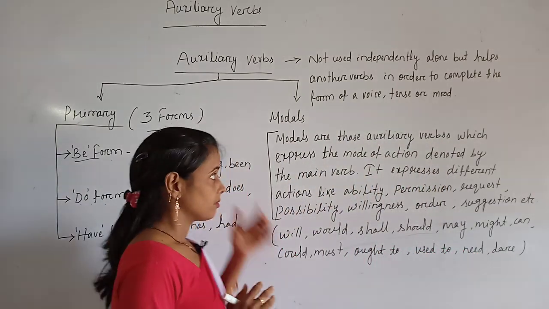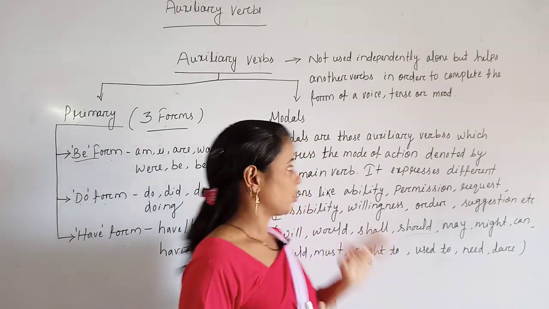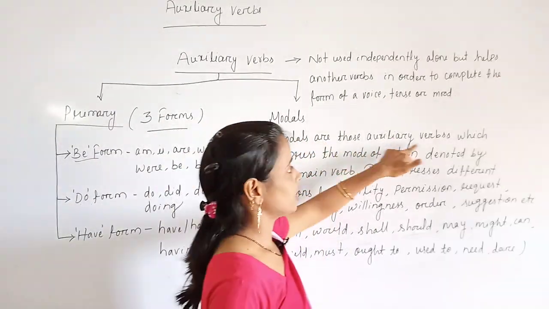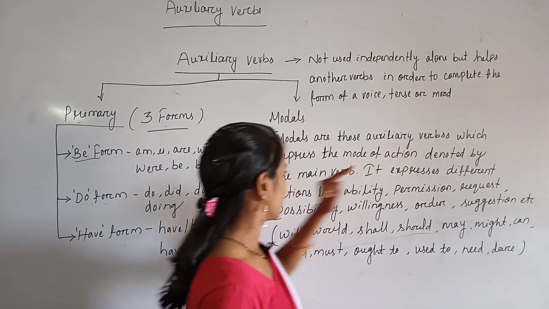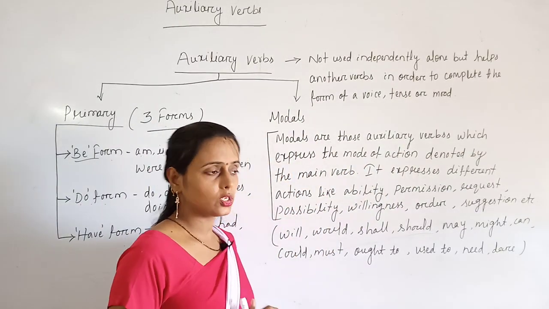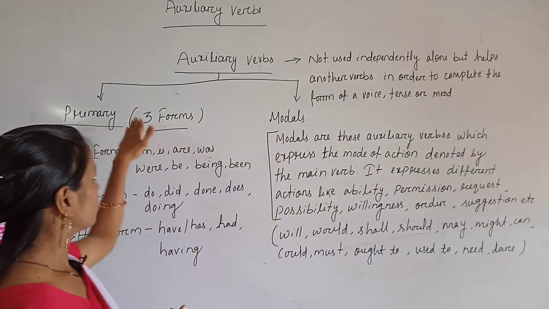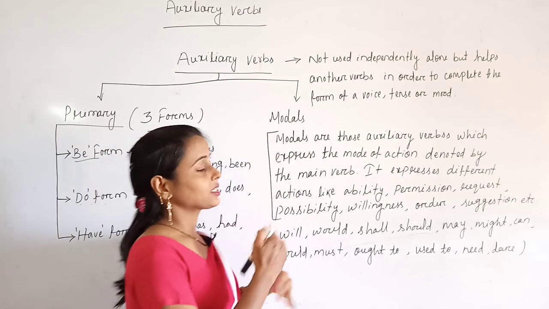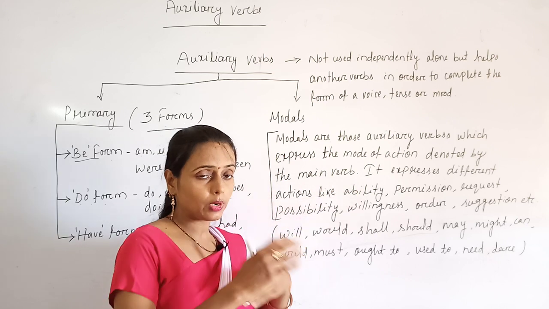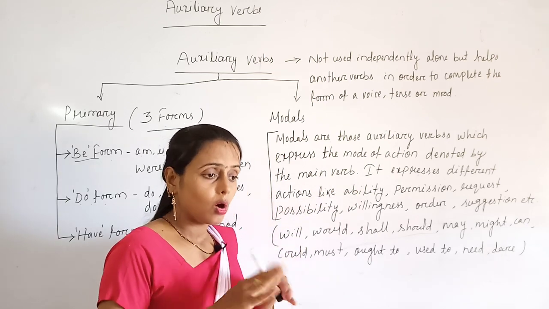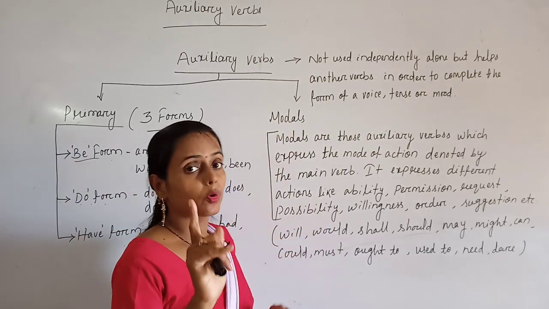Now we are going to read modals. What are modals? Modals are those auxiliary verbs which express the mode of action denoted by the main verb. Got the point? Modals are also auxiliary verbs because they come under the auxiliary verb category, but they express the mode of action denoted by the main verb. Means what is the mode of the action: permission, order or request, whatever it is, is clearly mentioned by the modals.